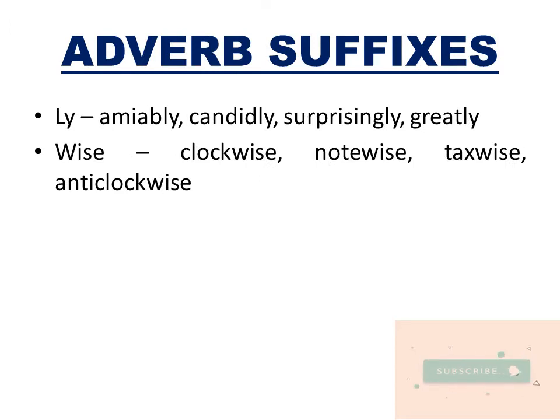Then come adverb suffixes, which are ly, wise, like amiably, candidly, surprisingly, greatly. Wise means clockwise, note-wise, tax-wise, anti-clockwise. As I told you, an adverb adds more meaning to a verb. An adjective is like adding a compliment, telling something special about the place or the thing. But an adverb adds value to an adjective as well. So that is why it's called an adverb, and all these words signify the same.